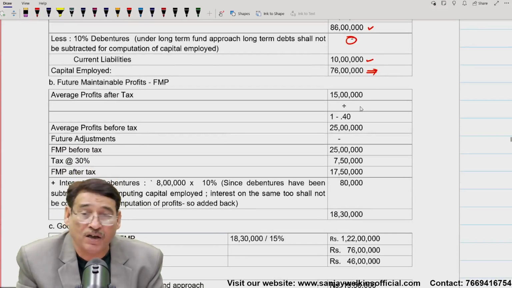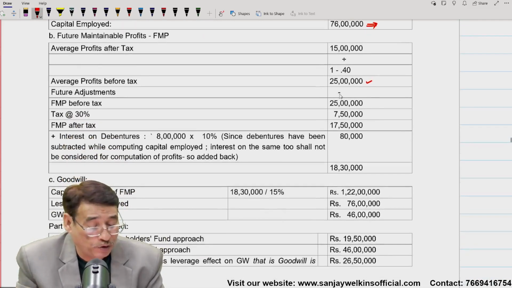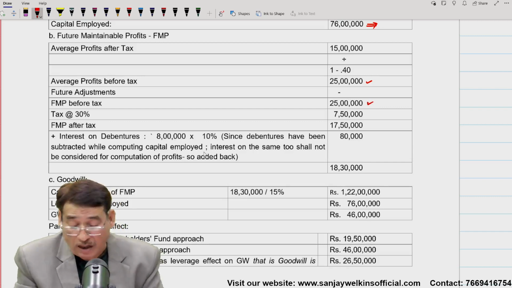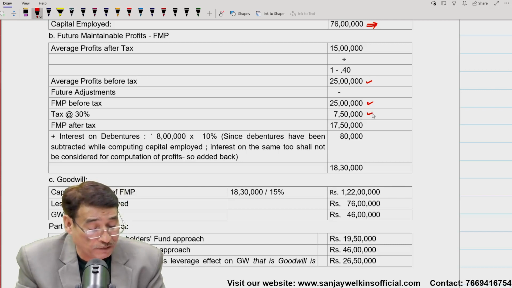First, I will convert the profits into before tax in the usual manner, 25 lakh, correct? There are no future adjustments, so future maintainable profit is equal to 25 lakhs. Then tax at the rate of 30%, 7 lakh 50,000. So future maintainable profit after tax is 17 lakh 50,000.